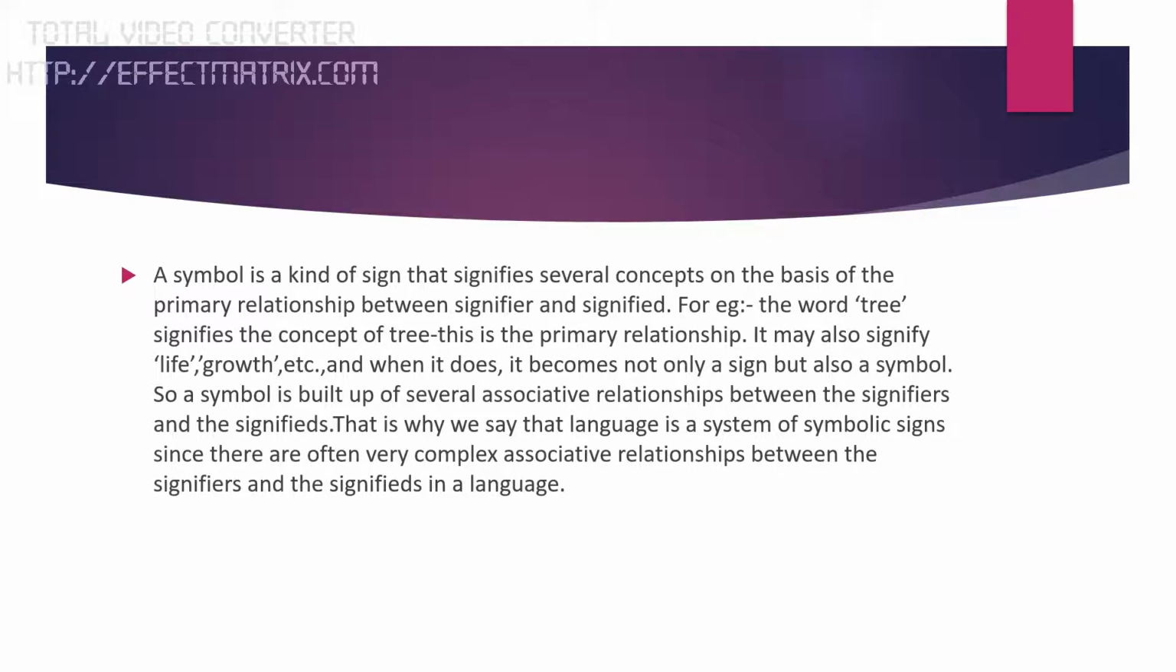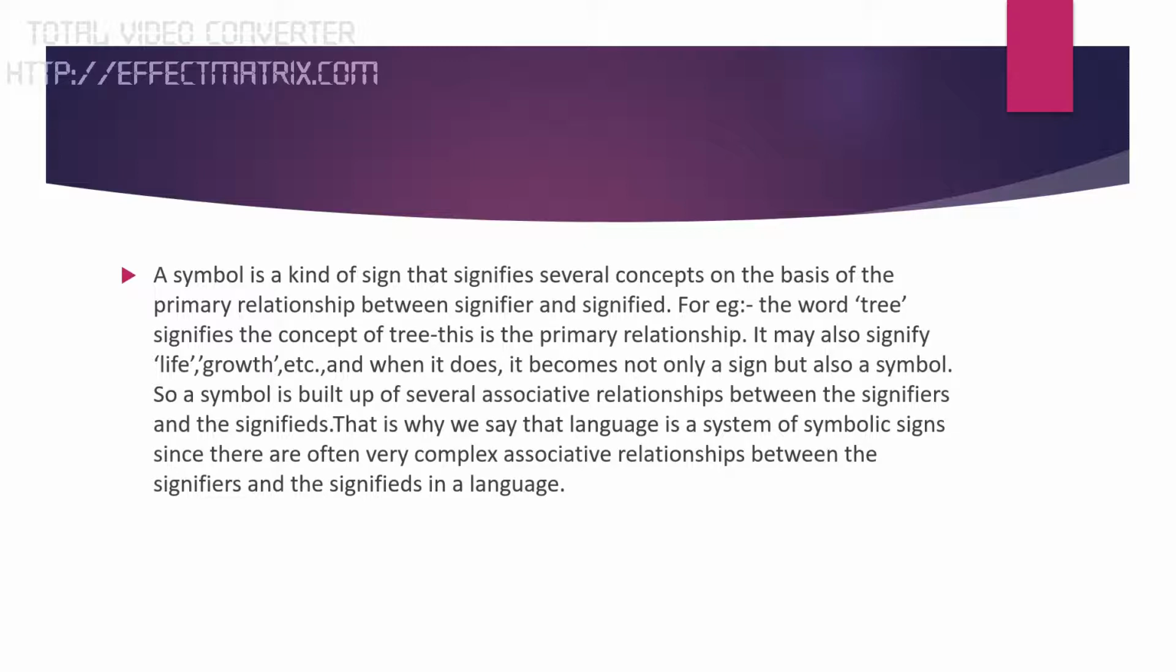So a symbol is built up of several associative relationships between the signifiers and the signifieds. That is why we say that language is a system of symbolic signs, since there are often very complex associative relationships between the signifiers and the signifieds in a language. So in short, we can say that language is a system of signs, symbolic signs. I think all of you understand this part.